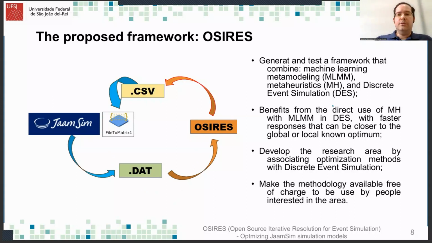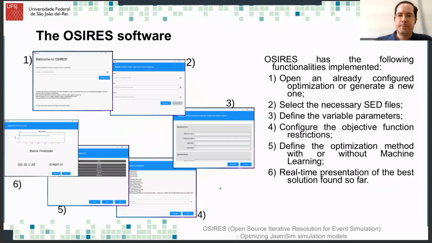At the current level of version 2 of OSIRES, it can be possible to use machine learning meta models along with meta heuristics for discrete event simulation models. It benefits from the right use of the meta heuristics and meta modeling, with faster response that can be closer to the global or local optimum, and develops the research area by associating optimization methods with discrete event simulation. And with all of that, it's possible to make the methodology available free of charge to be used by the people interested in this area.